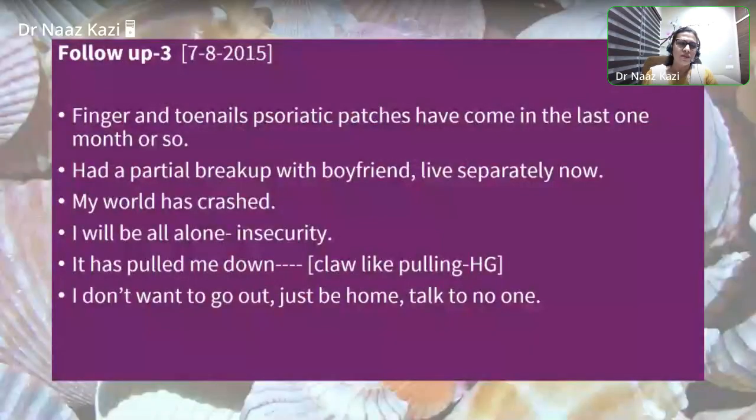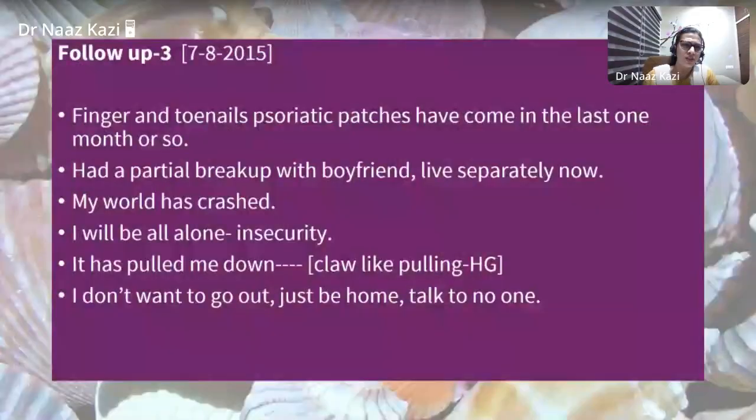So here she comes up with again the finger and the toenails. They have the psoriatic patches again. They have come in the last 1 month or so. So now we need to understand exactly what must have gone wrong, because this is an autoimmune condition and any emotional turmoil can bring on the flare up, right? So I just wanted to understand what happened.